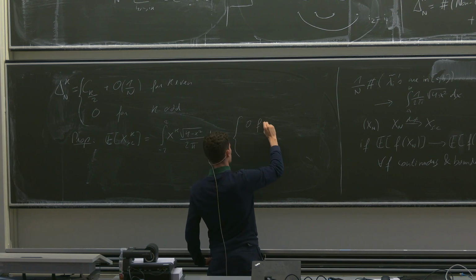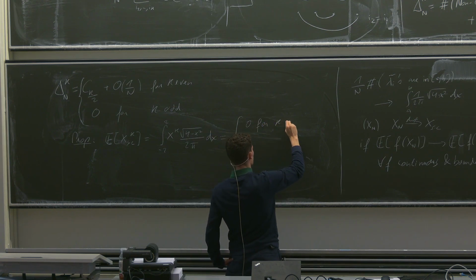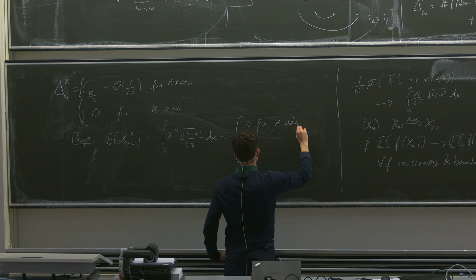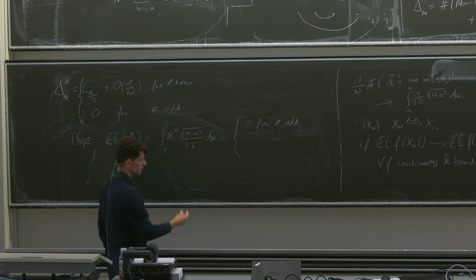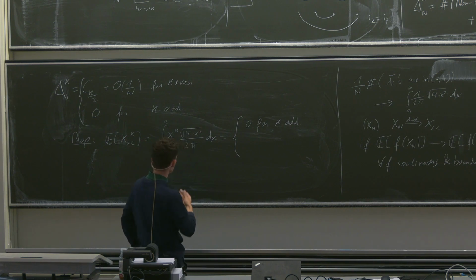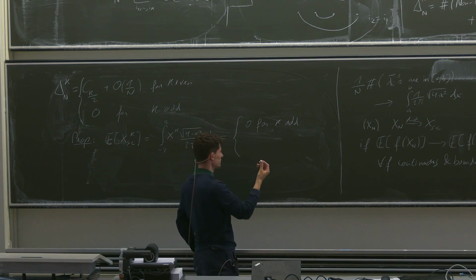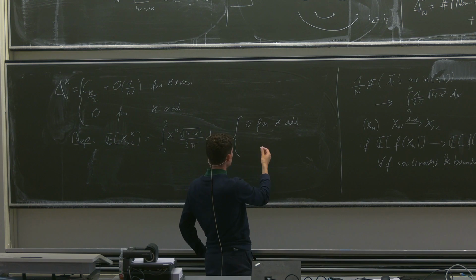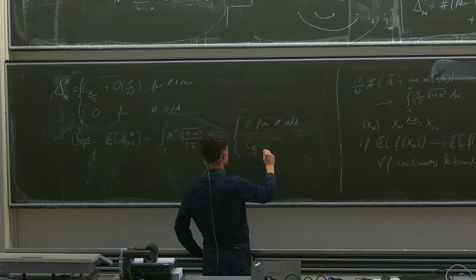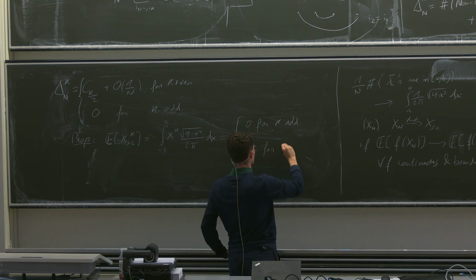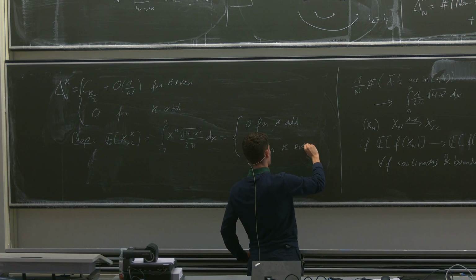0 for k odd. This is obvious since the distribution of the semicircle is symmetric. So if you take an odd moment, it's going to give you 0. It's going to stay centered. And it's going to give you C_{k/2} for k even.